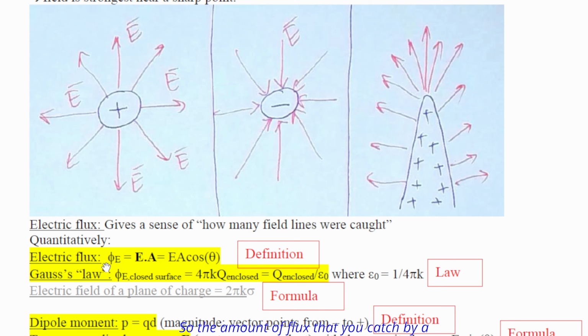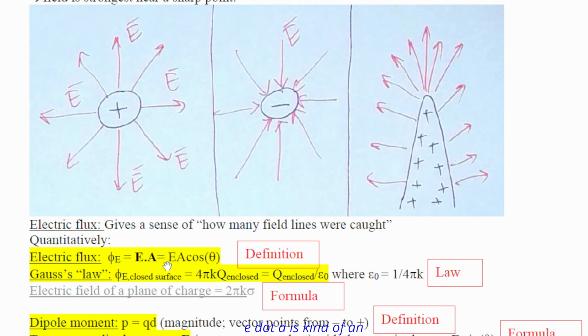So the amount of flux that you catch by a surface depends on E, the electric field. It also depends on area. If you have a bigger fishing net, you'll catch more fish. So if you have a bigger area that's facing the electric field, that's going to give you more flux. So you have E and A. And the cosine theta just tells you to make sure the surface is facing that field to catch the most number of lines. So that's governed by cosine theta here.